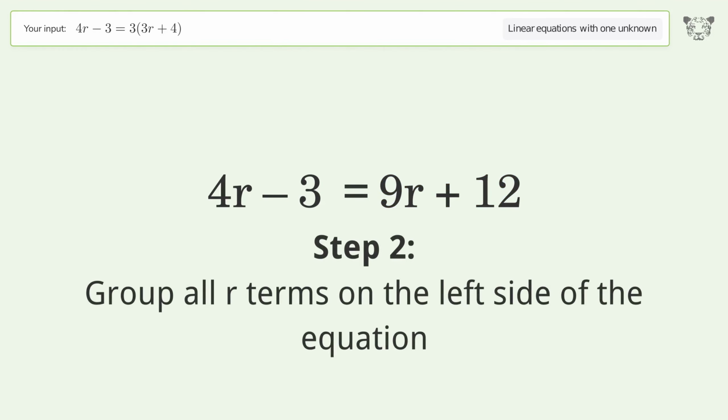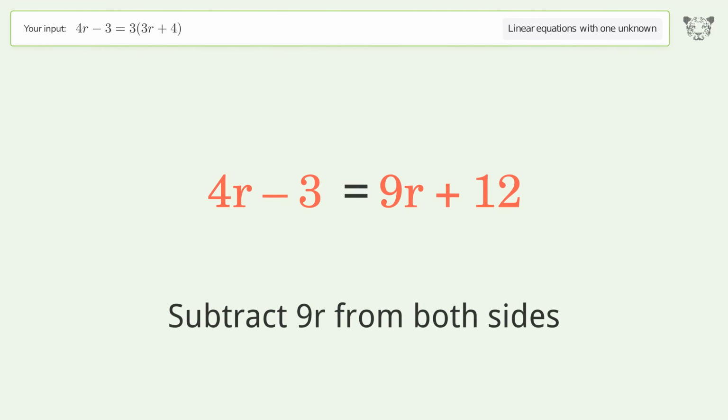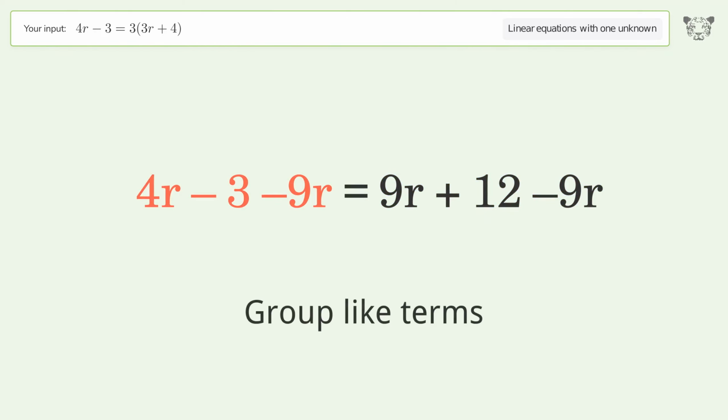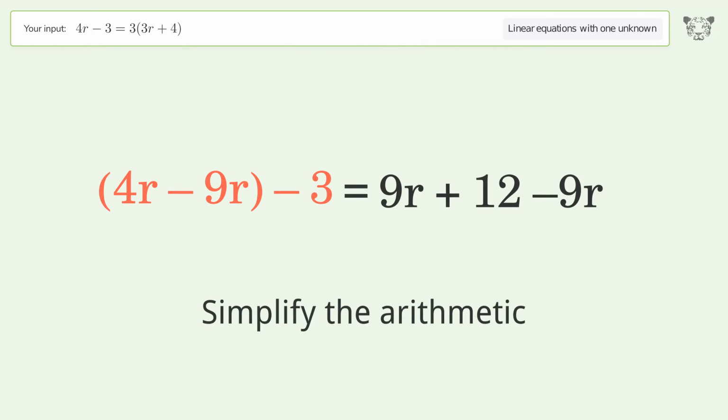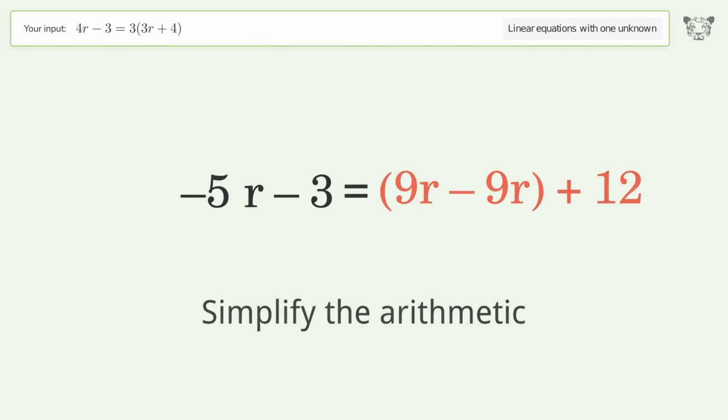Group all r terms on the left side of the equation. Subtract 9r from both sides. Group like terms. Simplify the arithmetic. Group like terms. Simplify the arithmetic.